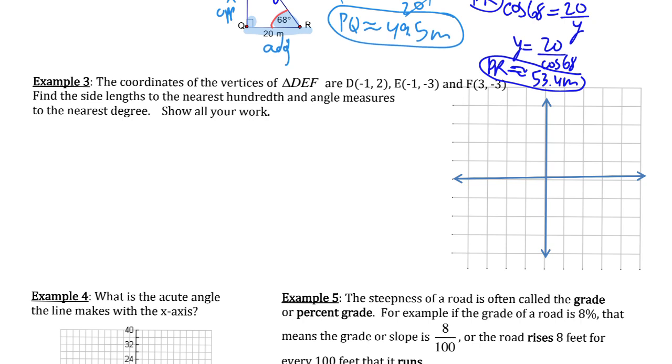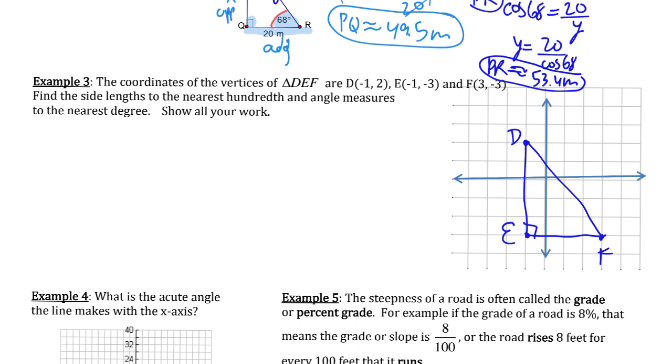It says, if you're given these vertices, -1, 2, that's D, and you're given -1, -3, that's E, and 3, -3. Can you find the length of all 3 sides and the measure of each angle? All right, let's do it.